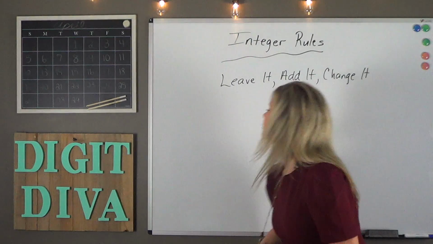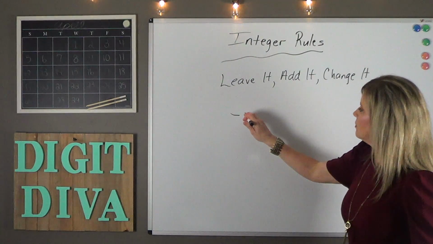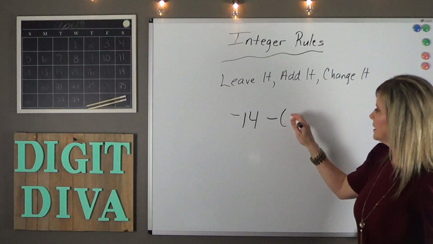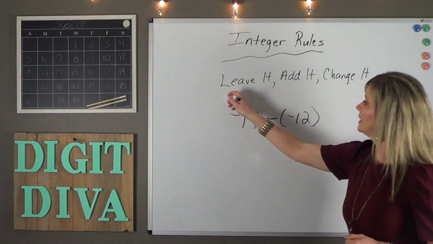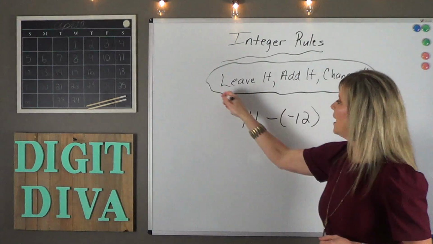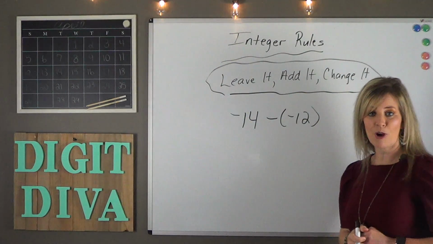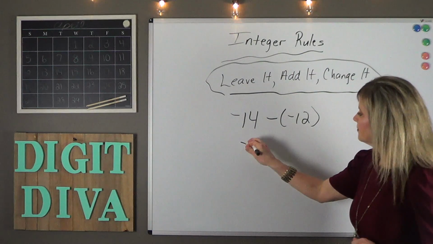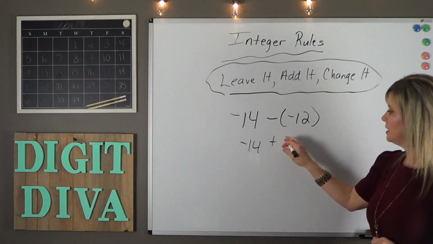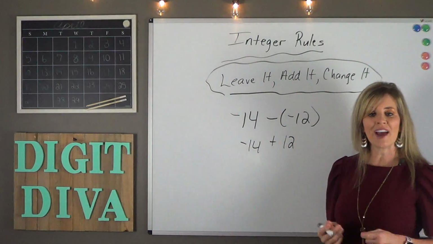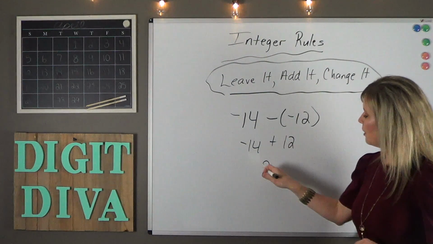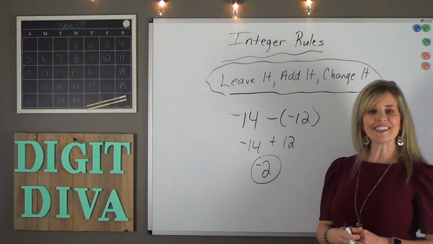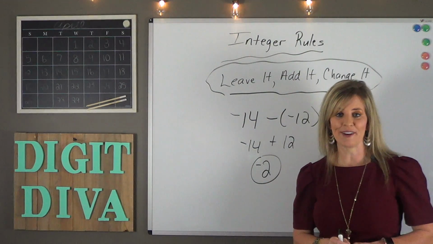Okay. What if we had negative 14 minus negative 12? Okay. Again, we're using leave it, add it, change it every time we see a subtraction problem. So leave it, add it, change it. So now we have negative 14 plus 12. So the signs are different. I would have to subtract and keep the sign of the largest absolute value.